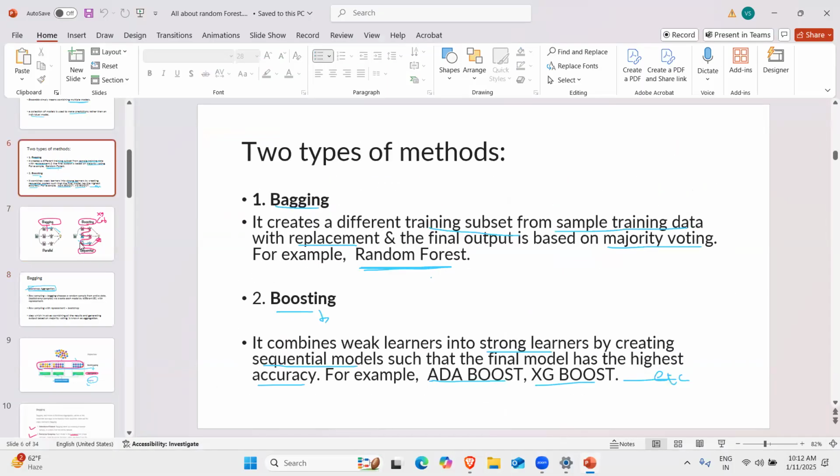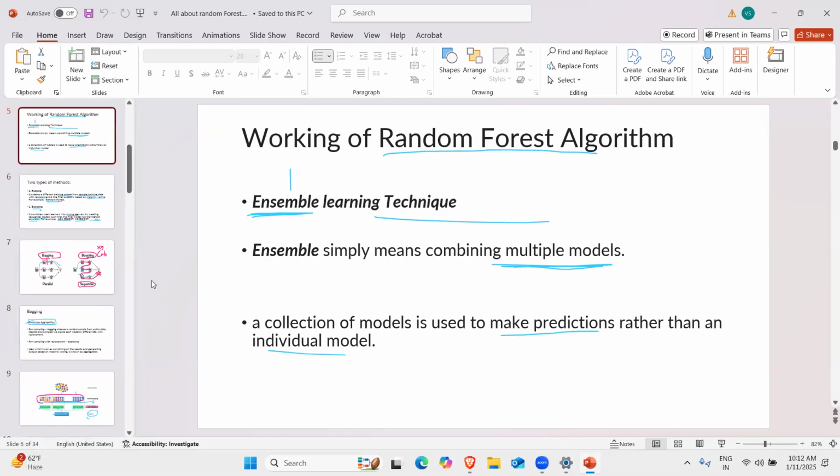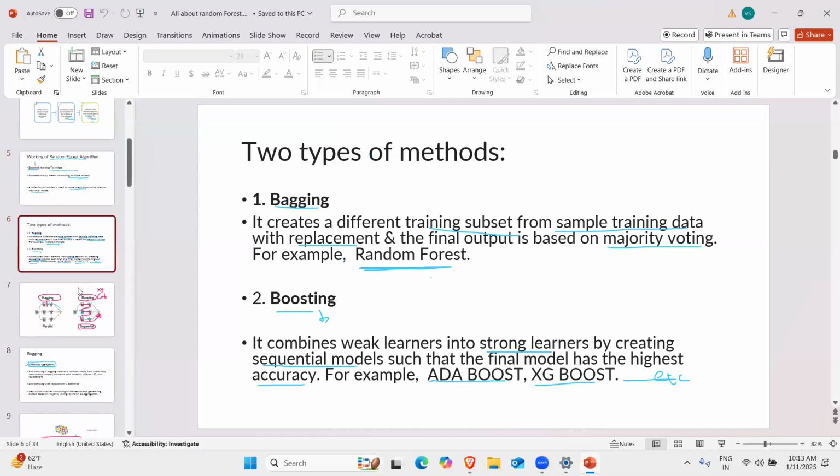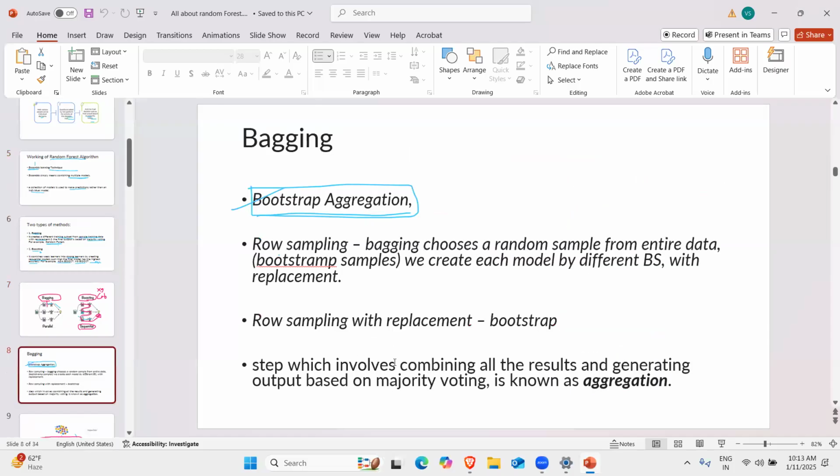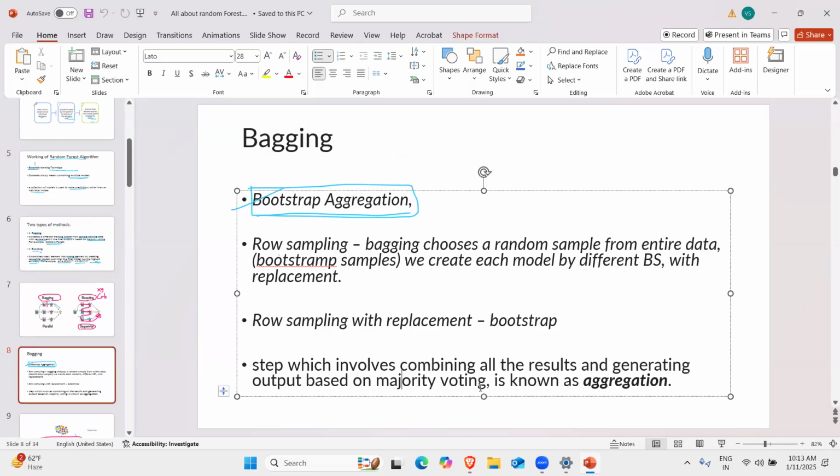And the step which involves combining all the results and generating output based on majority voting is known as aggregation. A step which involves combining all the results and generating the output based on the majority of the voting.